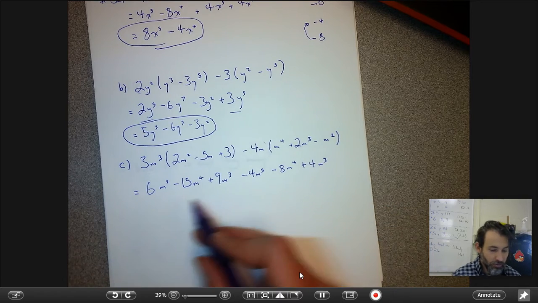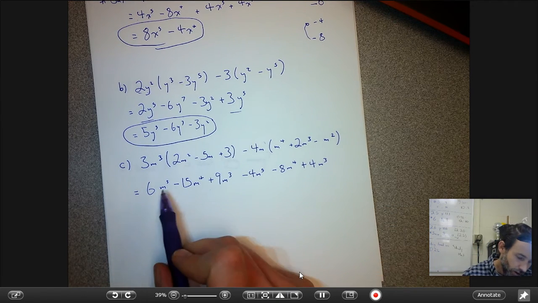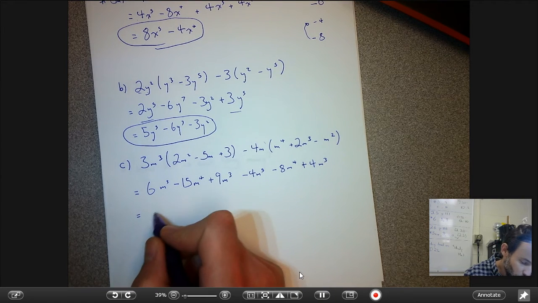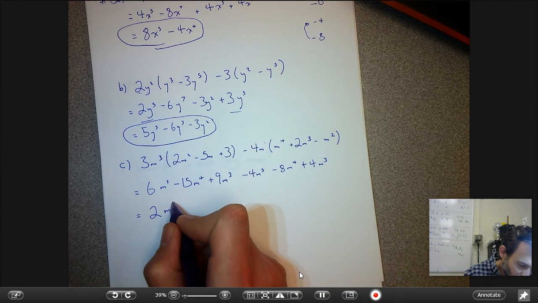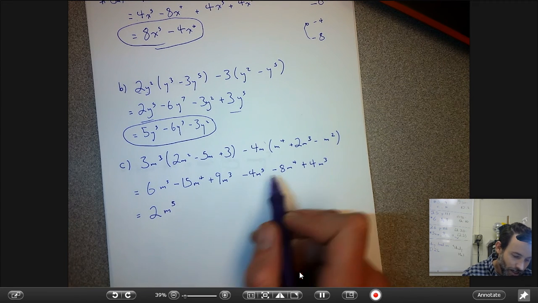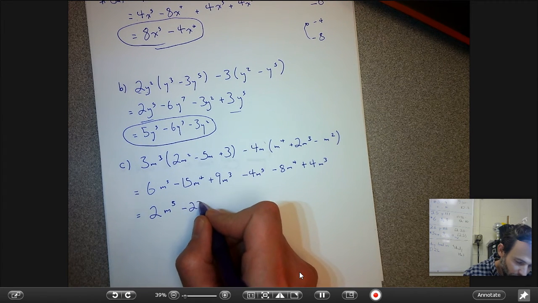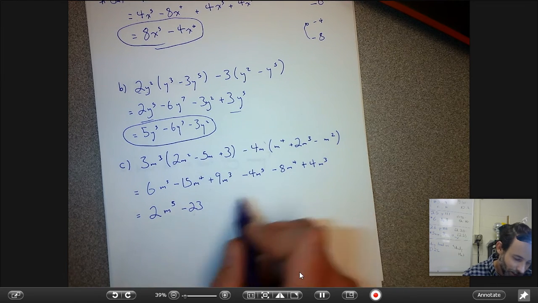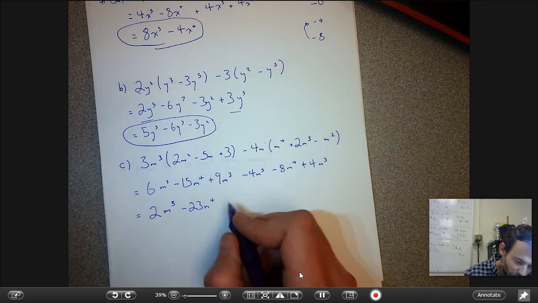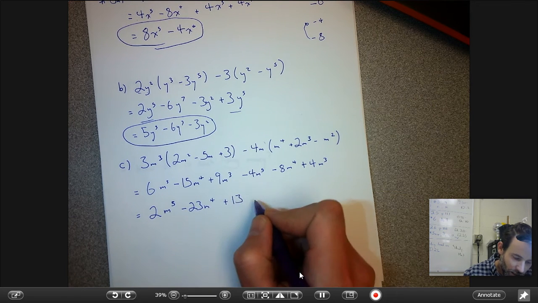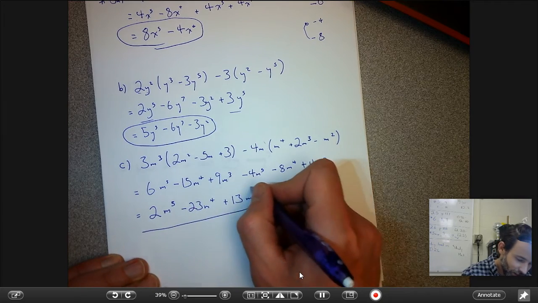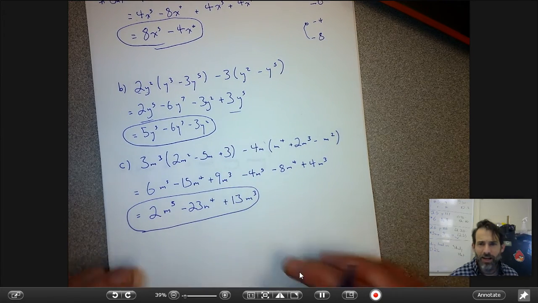Now I've got 3 different types of like terms there. So the m to the 5s will combine. So 6 minus 4 is 2. So that's 2m to the 5. Minus 15m to the 4 minus 8. Well, that's minus 23, because minus 15 minus 8 is minus 23. M to the 4. Plus 9 plus 4 is plus 13. M to the 3. Circle it. Done. Final answer.